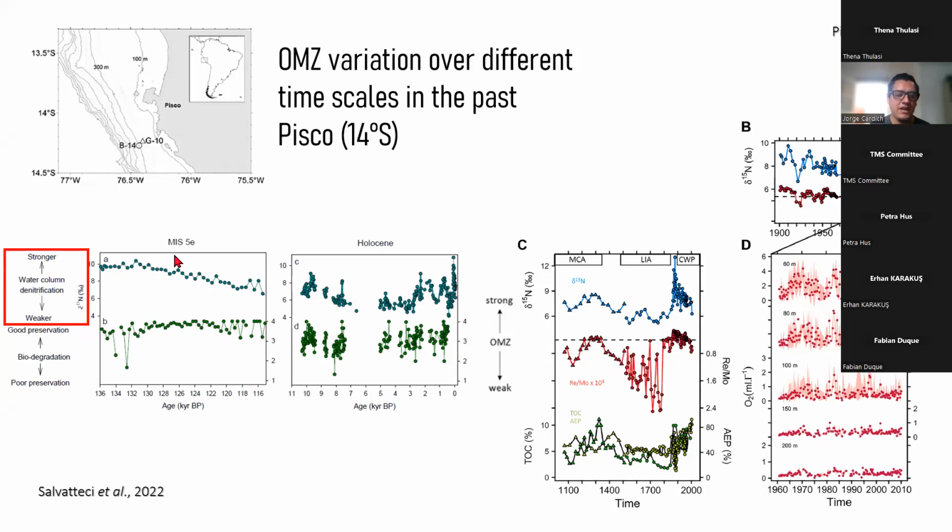So in MIS-5E, they have this variability. It's very long, through many thousands of years. And in the Holocene, you have another type of variability that's almost centennial, with a lot of ups and downs.